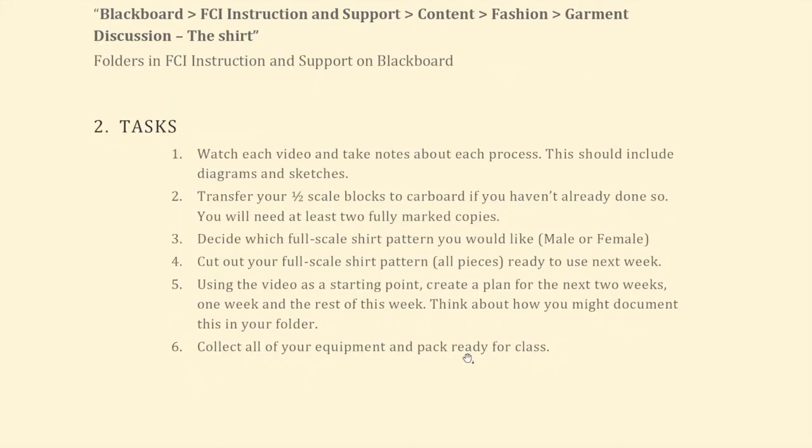Number 6, collect all of your equipment and pack ready for class. So we still had a few students this week who didn't have all the equipment they needed for class. So it's really important that you do have that stuff. We understand that students are under some financial stress, which is why I sent that list out to you in the summer. In August, I think, was the very latest I sent it to you, so that you could plan ready for this term. It's important to get the right equipment.